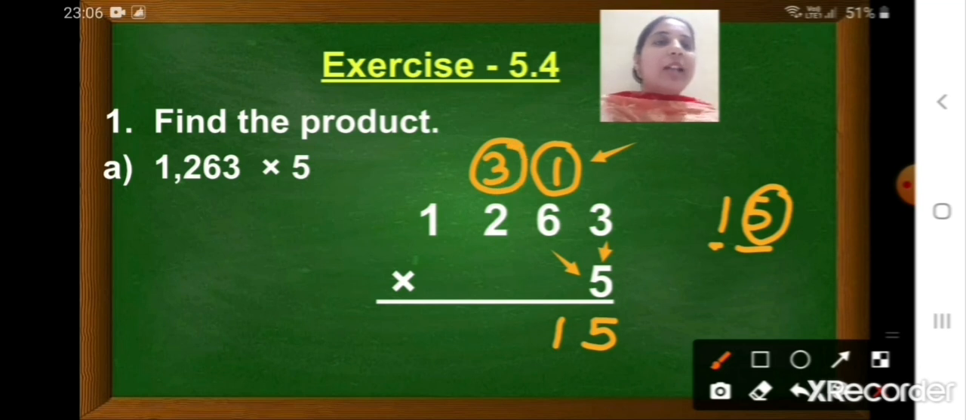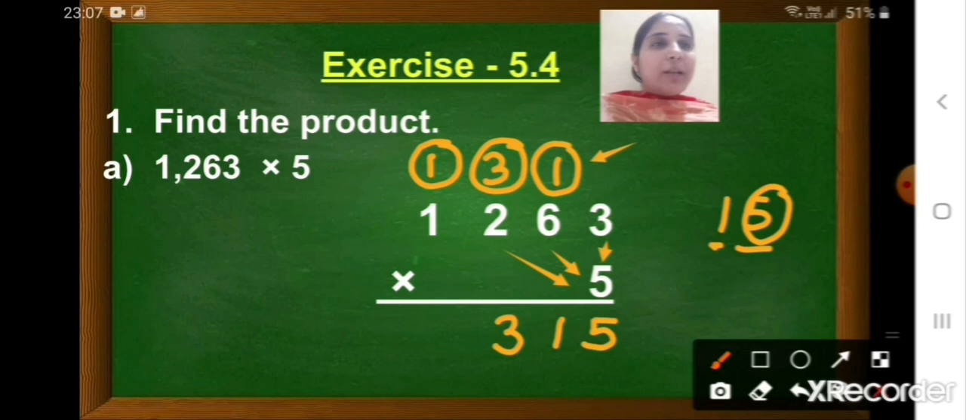Now we will multiply the digit which is at the hundreds place by 5. What is the digit at the hundreds place, children? Yes, it's 2 here. So we will multiply that by 5. 2 5s are or 5 2s are 10 plus this carried over digit, which is 3 here. So 10 plus 3, 13. So 3 we will write here and 1 will be carried over to the thousands place now.